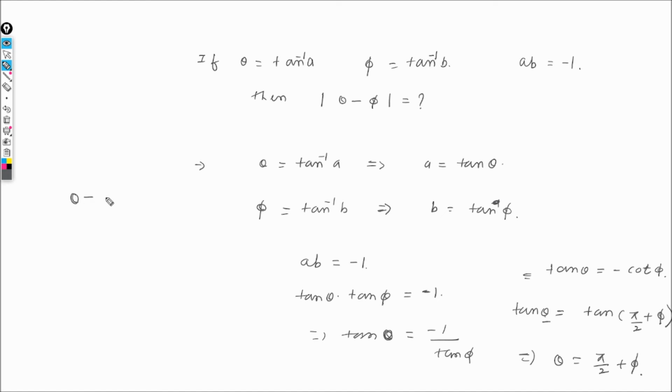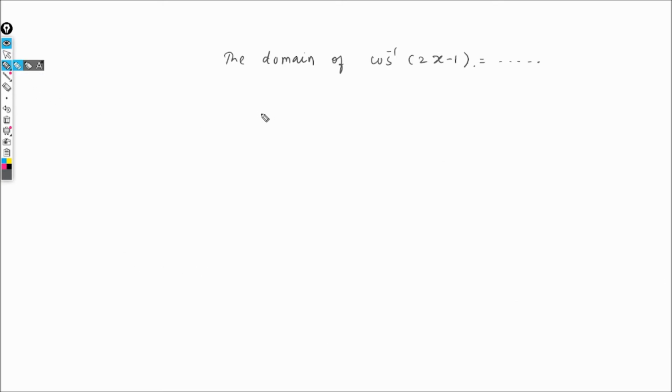So theta minus pi is equal to pi by 2, mod of theta minus pi, that is equal to pi. So let us understand one more question. Domain of cos inverse of 2x minus 1. Here we know that 0 is less than or equal to cos inverse of 2x minus 1 is less than or equal to pi.